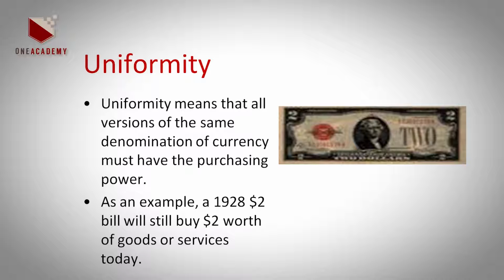The next characteristic is uniformity. Uniformity means that from the first moment that you see a banknote or a coin or other form of money, you should recognize exactly what it is and how much value it carries. Uniformity means that all versions of the same denomination of currency must have the same purchasing power. So, for example, a $100 bill issued in 1990 and a $100 bill issued in 2010 should have exactly the same purchasing power.